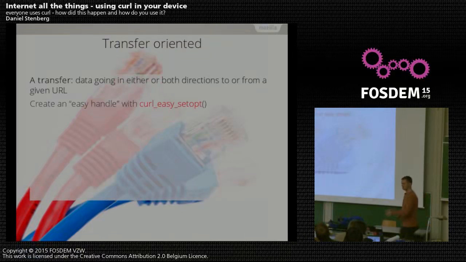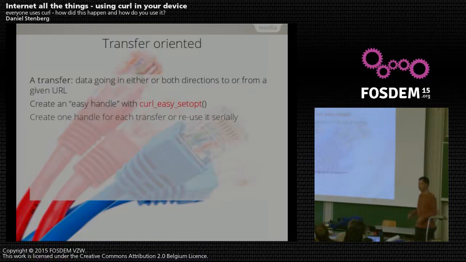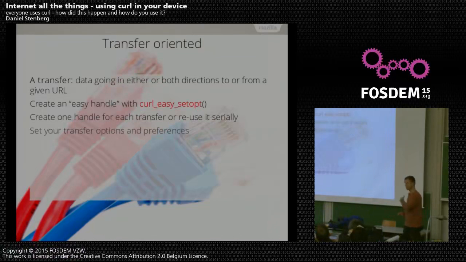you set a lot of options for how you want to do your transfer. You do that with curl_easy_setopt. You set your characteristics for the transfer, and you create one of these handles for each transfer you want to do. If you want to do them in parallel, you do many. If you want to do them serially, you can just reuse the same handle. For example, the URL is one important characteristic for a transfer. Of course, it's mandatory. You want to transfer a URL.